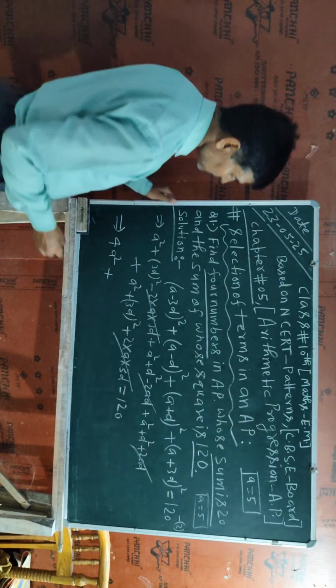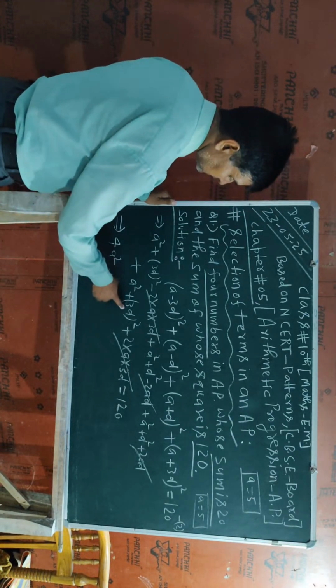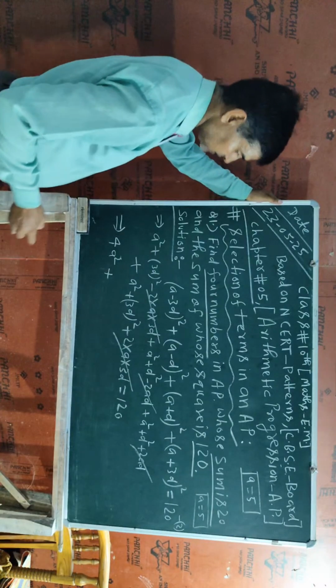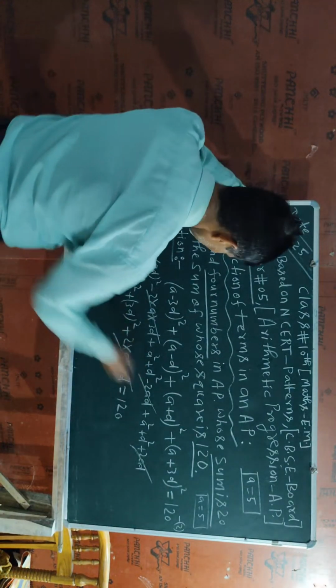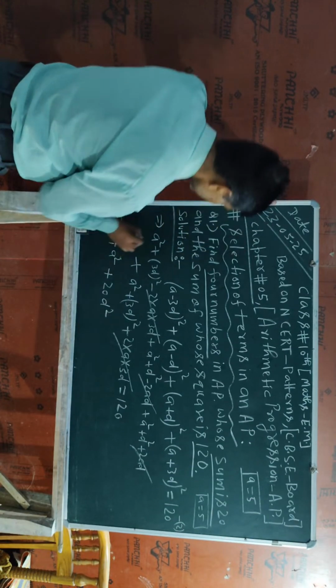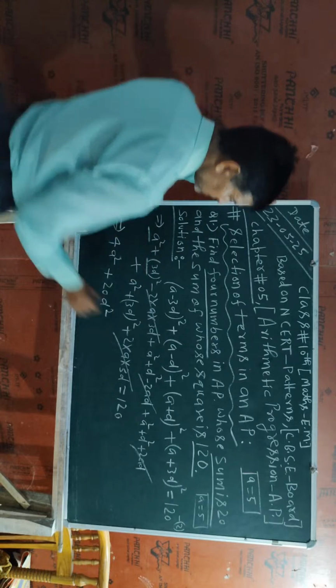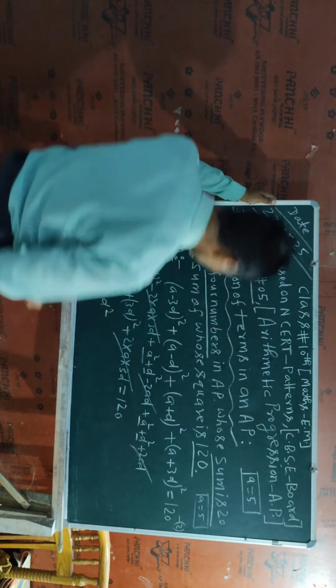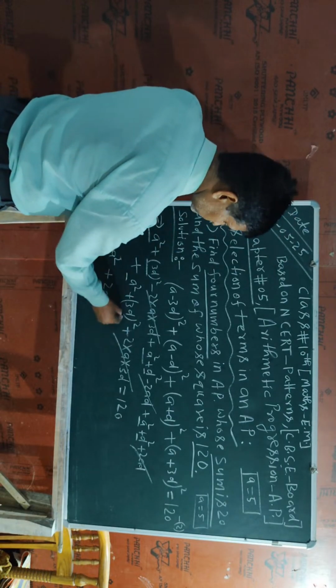So 20b square, 3 3 are 9 and 9 18, 19, 20. So I will write here 20b square. So this term completed, this term completed, this term completed. Okay, this term also completed.